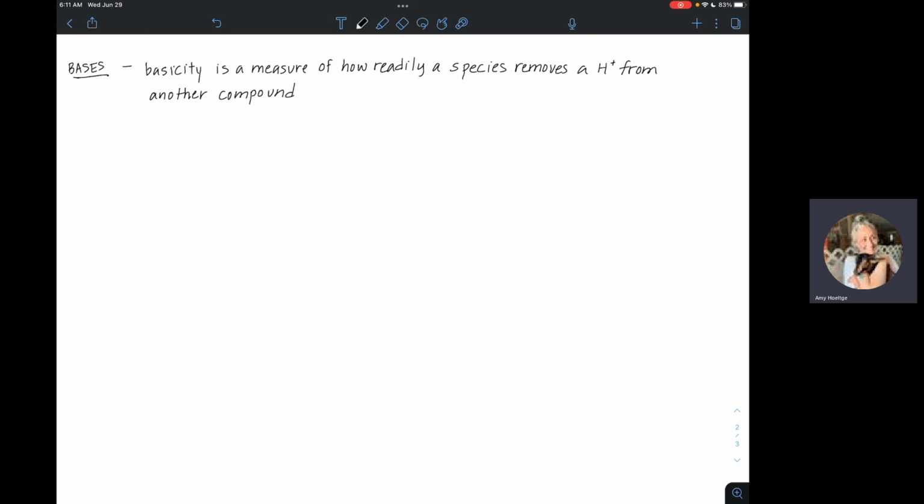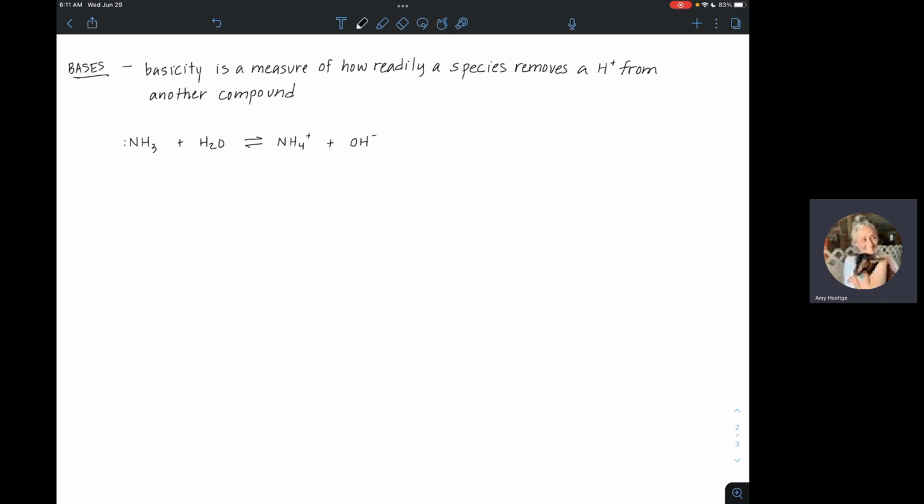So if we're going to look at, for example, ammonia, so we have a lone pair of electrons on the nitrogen. We're going to be taking a proton off of water here, and we're going to be making its conjugate acid, the ammonium ion, and the conjugate base of water, which is hydroxide.